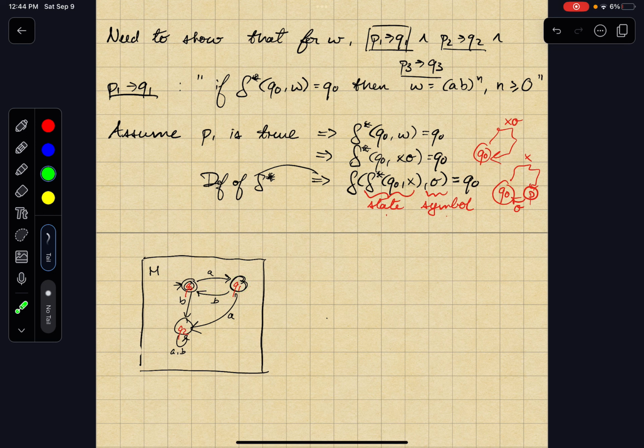And it can't be any of the other states and symbols, right? Q0 when it reads an A, then that goes to Q1, that's no good. Q1 when it reads an A, that goes to Q2. So it seems like the only thing that's going to satisfy this equation is when that state is Q1 and that symbol is B. Okay. And so that's simply by construction of M, right?